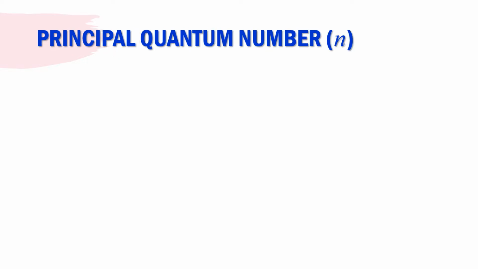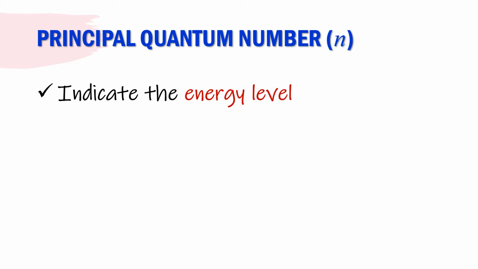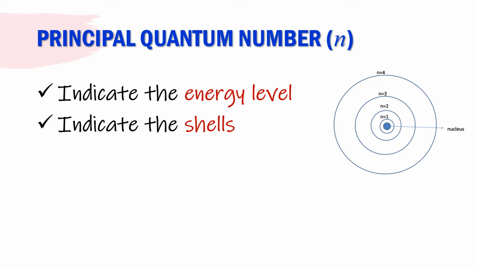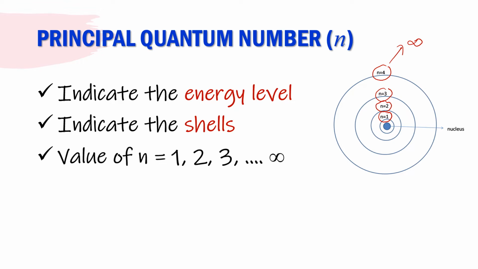First, let's discuss the principal quantum number n. The principal quantum number n indicates the energy level and the shells. As we can see in the Bohr atomic model, the nucleus is at the center of an atom, surrounded by electron clouds. The electrons are distributed around the nucleus in specific energy levels. The energy level can be indicated as n equal to 1, n equal to 2, n equal to 3, n equal to 4 to infinity. Therefore, the value of n can be 1, 2, 3 to infinity.